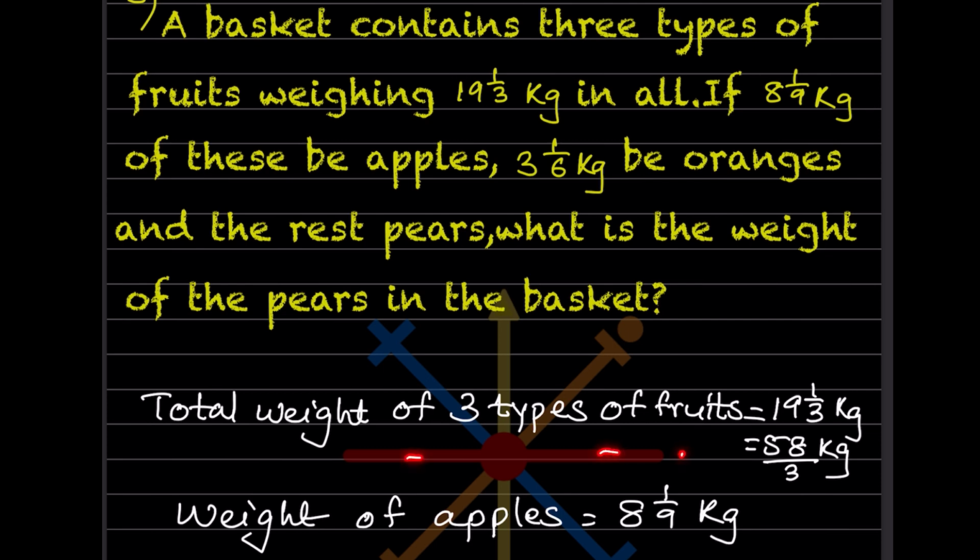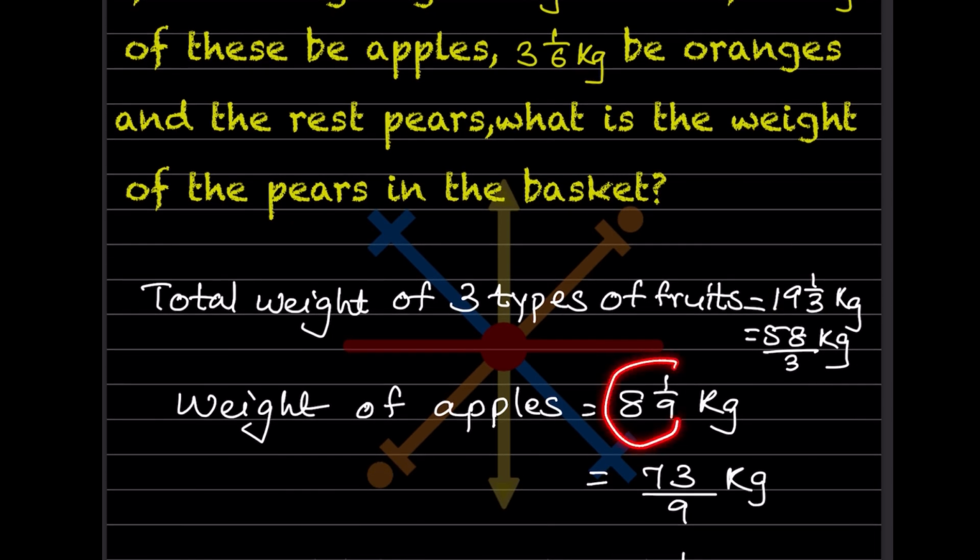Of 3 types of fruits, that is given as 19 integers 1 by 3 kilogram, and this we can write as 19 threes are 57 plus 1, 58 by 3 kilogram. Now what is given separately, the weight of apples is given as 8 integer 1 by 9. So this is going to be 72 plus 1, that will be 73 by 9 kilogram. Why are we doing this? Then it becomes easier for the calculation. If from mixed we write the improper one, it becomes easy for the calculation. So better write this step.